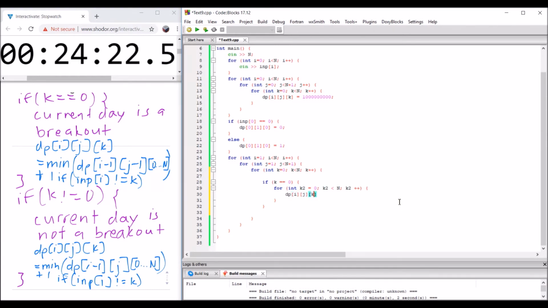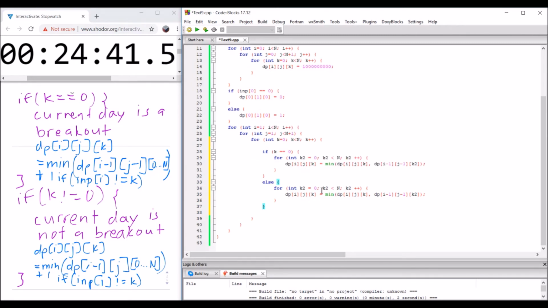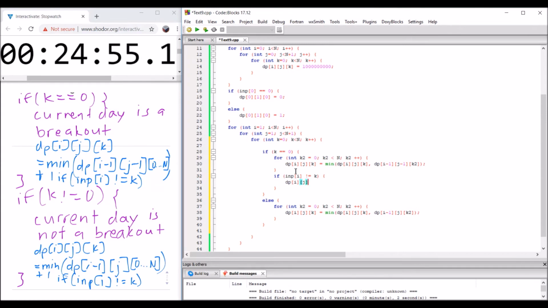Okay, then dp[i][j][k] equals the minimum of what it currently is, and dp[i-1], the previous day, one less breakout in k2. And I'm just copying this from the picture on the left, so I don't have to think too much. If k is not equal to 0, the code is very similar, almost identical, except instead of i minus 1 it is j. And again, I'm just copying this from the code at the left. Oh, I forgot one thing, the plus 1. If i is not equal to k, dp[i][j][k]++, and just add that here.